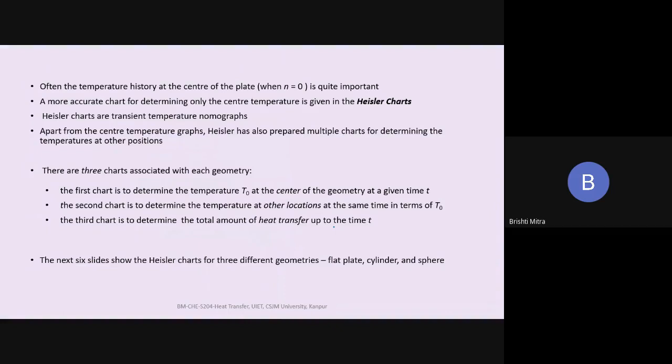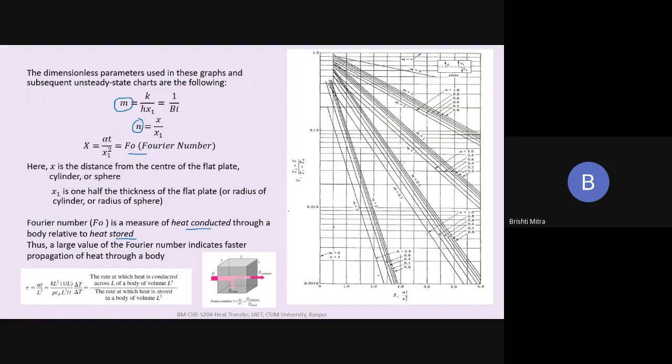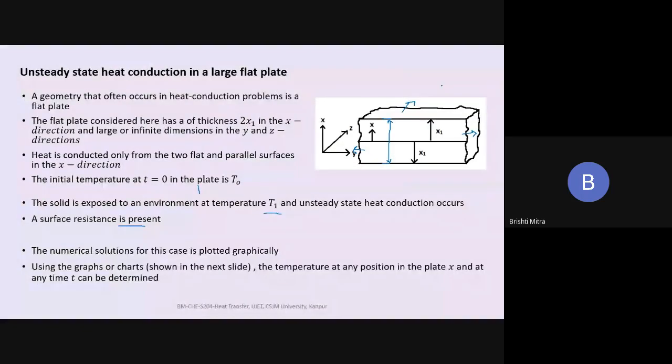Now, the question is, what did we say? We needed to find out the temperature after a certain period of time, at different values of T and at different X values. So one important factor is when N is equal to 0. When is N equal to 0 out here? N equal to 0 means X is equal to 0. X equal to 0 is only possible when we are talking about the center temperature.